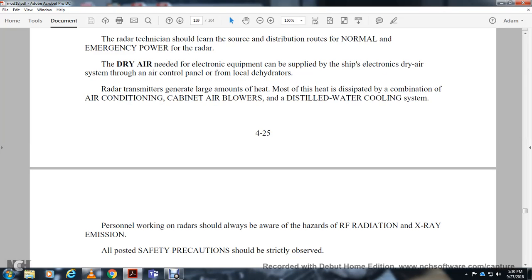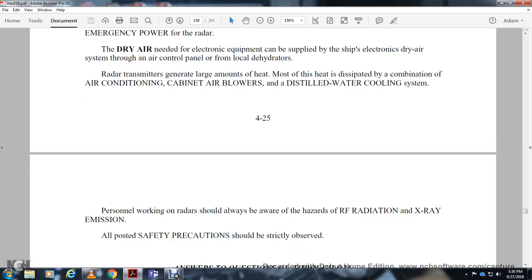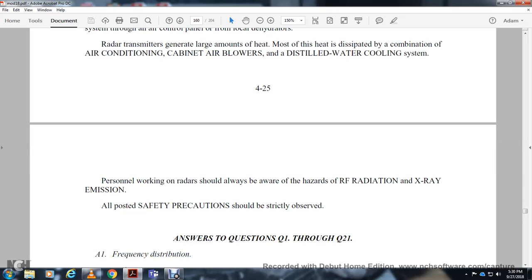Personnel working on radar should always be aware of the hazards of radio frequency radiation and X-ray emissions. All posted safety precautions should be strictly observed. Chapter 4 Summary.